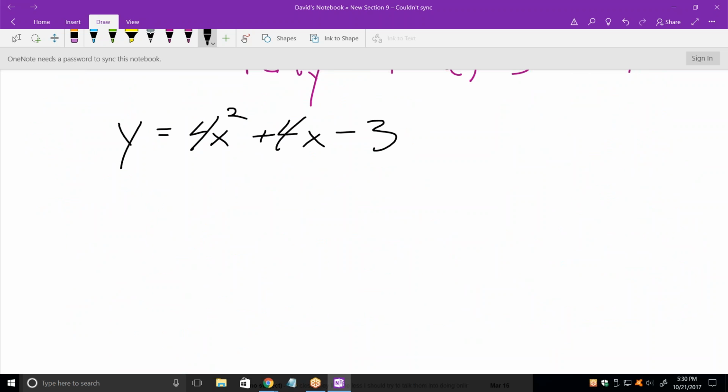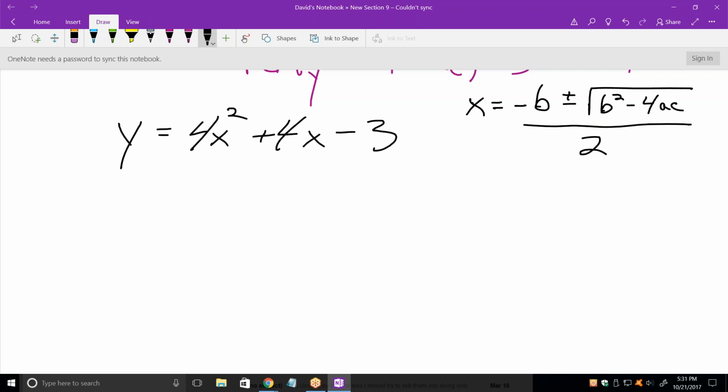I don't know how to verbalize this, I forgot the name of it. I know it stands for something. I think it's B squared minus 4AC? Quadratic formula. Minus B plus or minus the square root of B squared minus 4AC, all over 2A. These are the same A, B, and C that we were talking about.